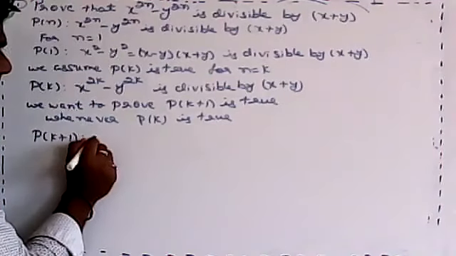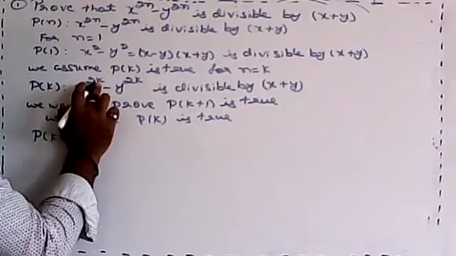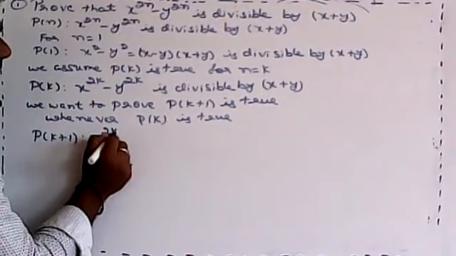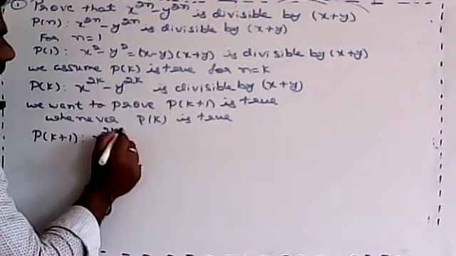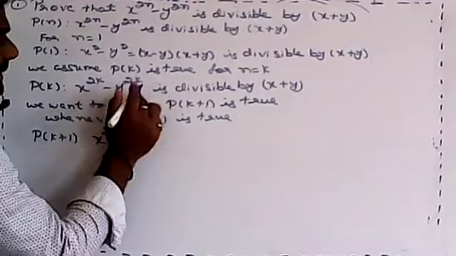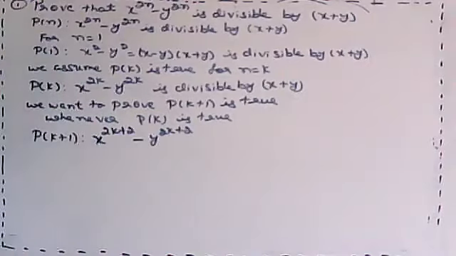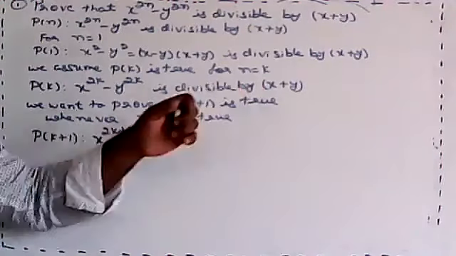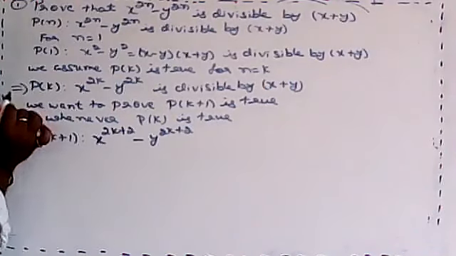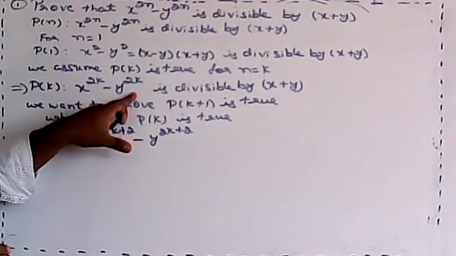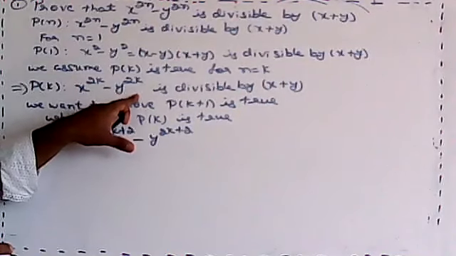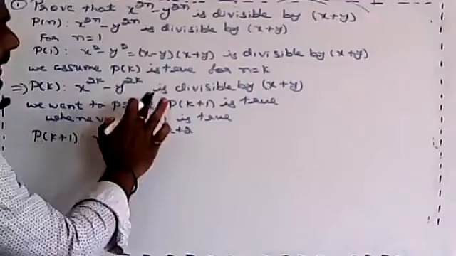Nice. That is x to the power of, in the place of n, k plus 1, no? 2 times k plus 1 becomes 2k plus 2, minus the same thing, y to the power of 2k plus 2. Correct? So we have to show that this is divisible by x plus y. Before that, what you have to do? Tell me. In this step, P of k, we have to consider this one as what?